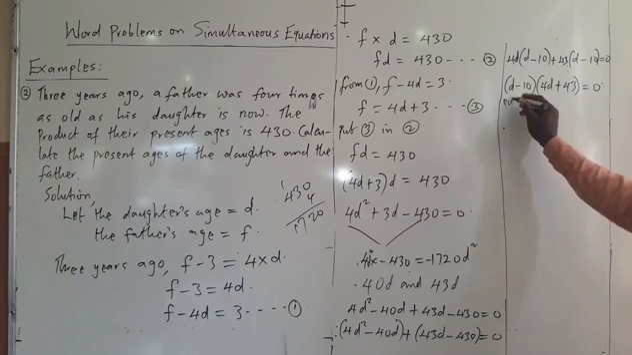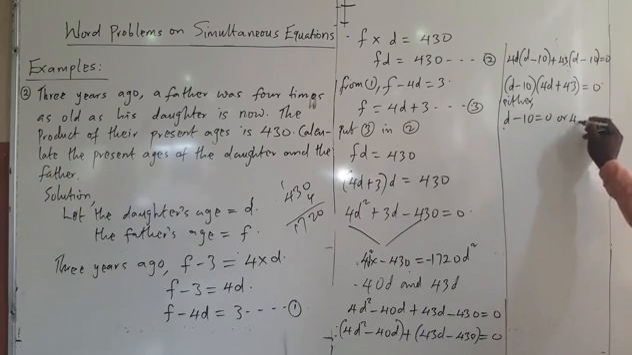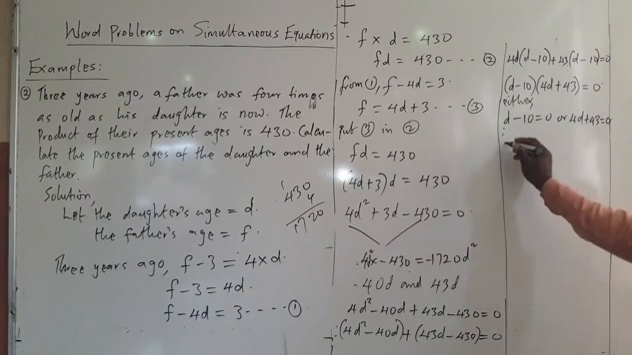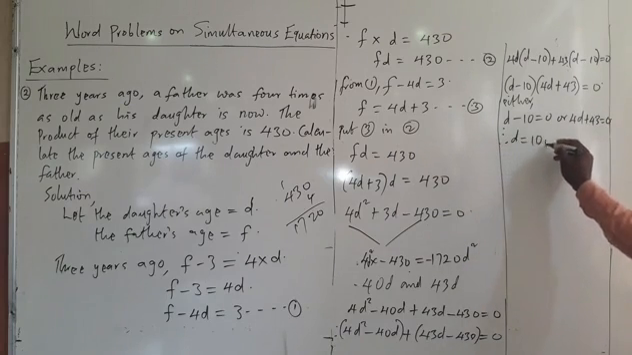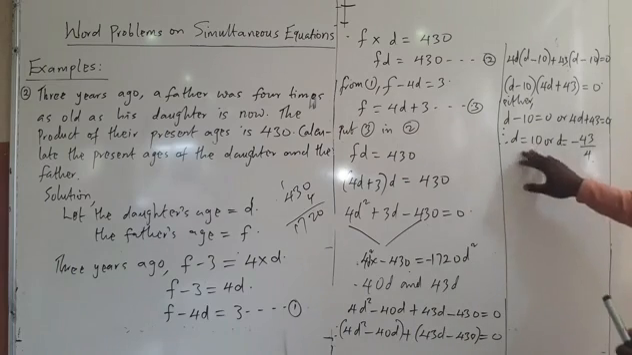So you can now see either d minus 10 equals 0 or 4d plus 43 equals 0. Therefore d equals 10 or d equals minus 43 all over 4. Since we are looking for the age of the daughter, we are going to go for the positive answer.